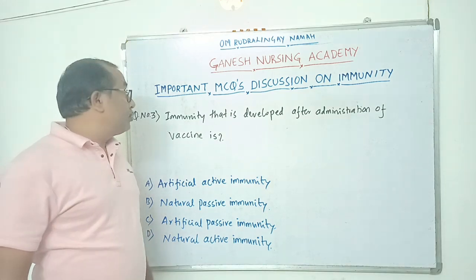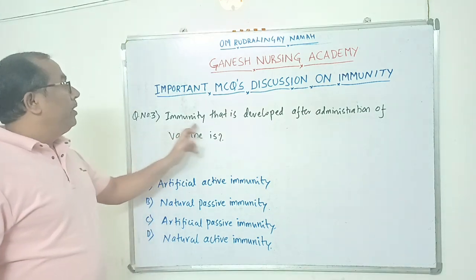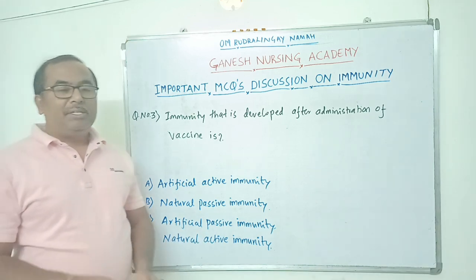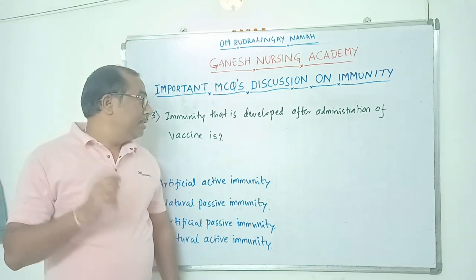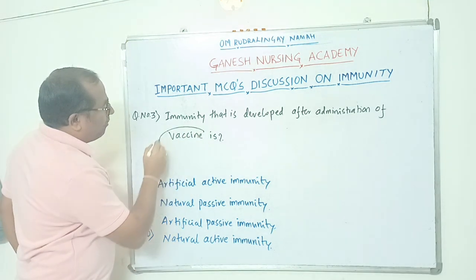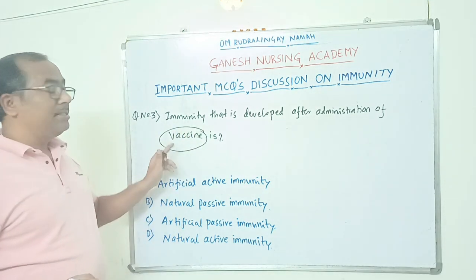Okay, students, let's see the next question. Question number 3. Immunity that is developed after administration of vaccine is. See here, you have to think after reading these questions. They have mentioned what is the immunity we develop after administration of vaccine. So this vaccine is a keyword here.